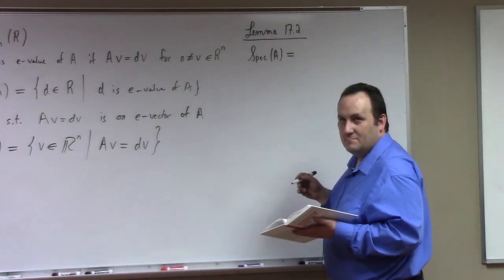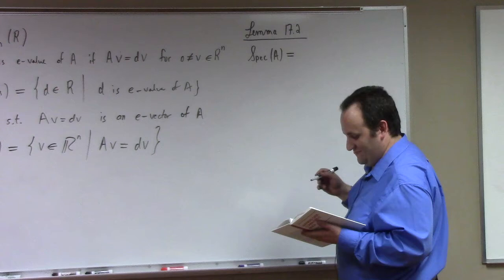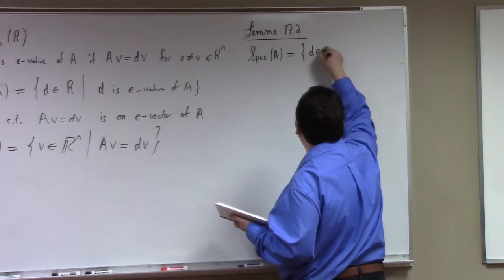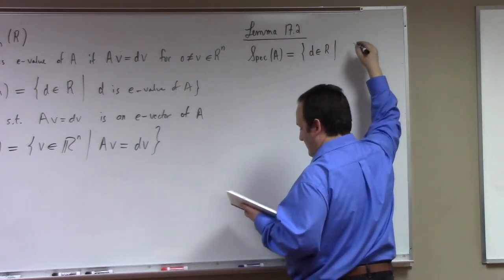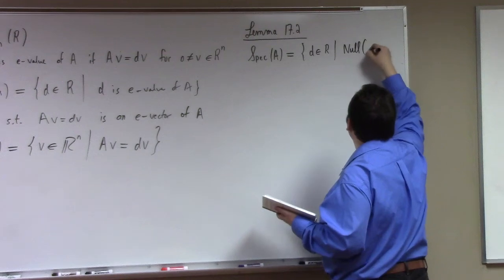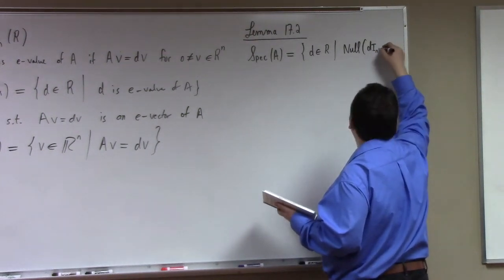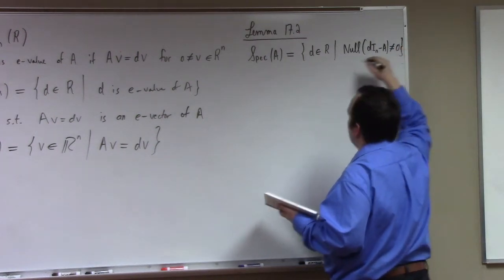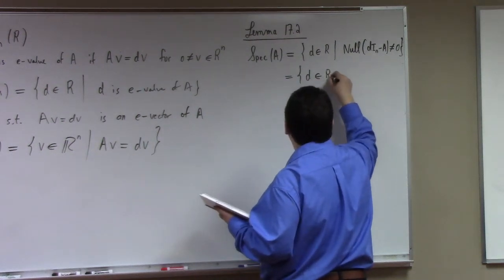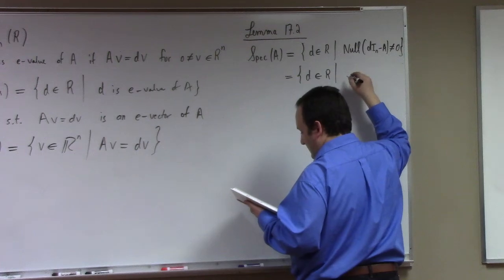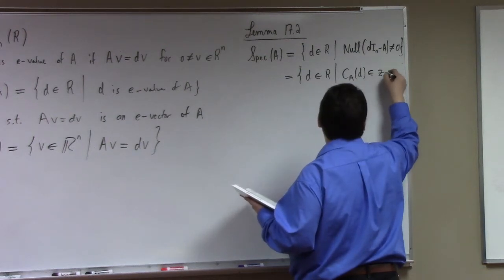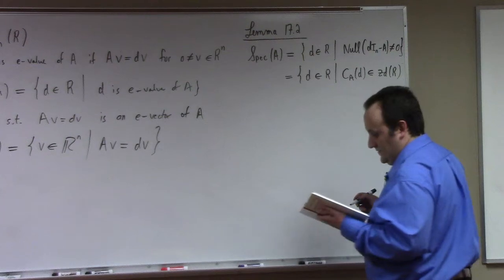So spec A is one thing you could say, but that's also equal to d in the ring such that the null space of d times the identity matrix minus A is not equal to 0, which is also equivalently d in the ring such that the characteristic polynomial c_A of d is an element of the zero divisors of the ring. Now that's not his notation.